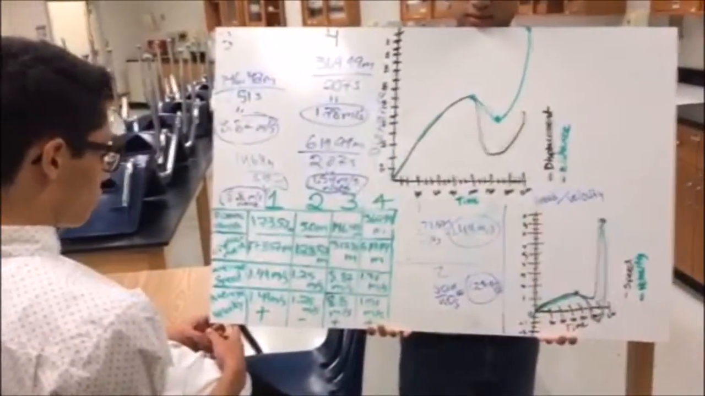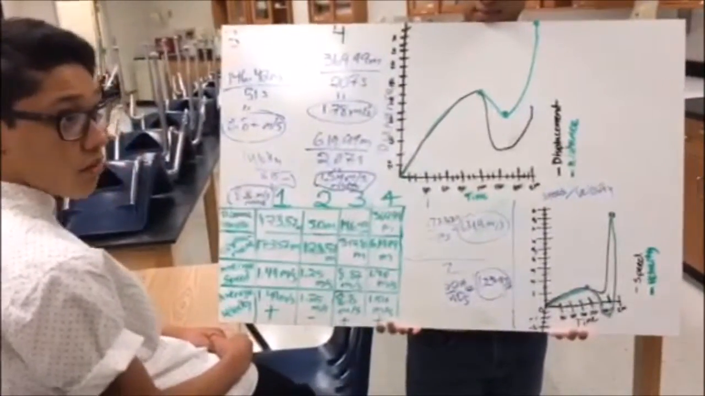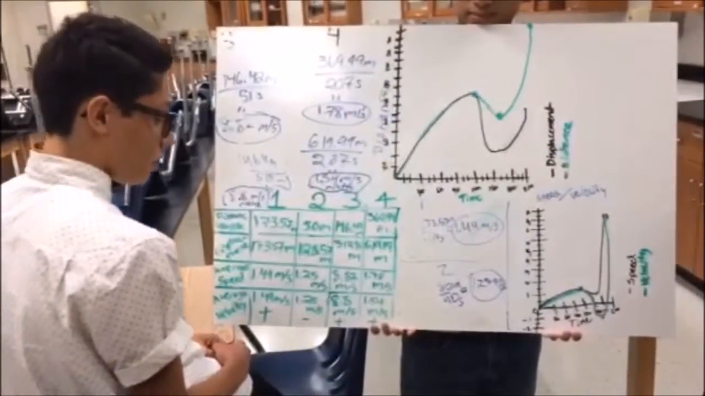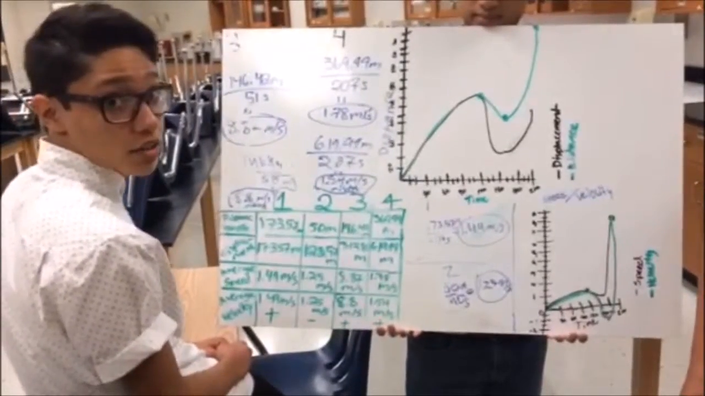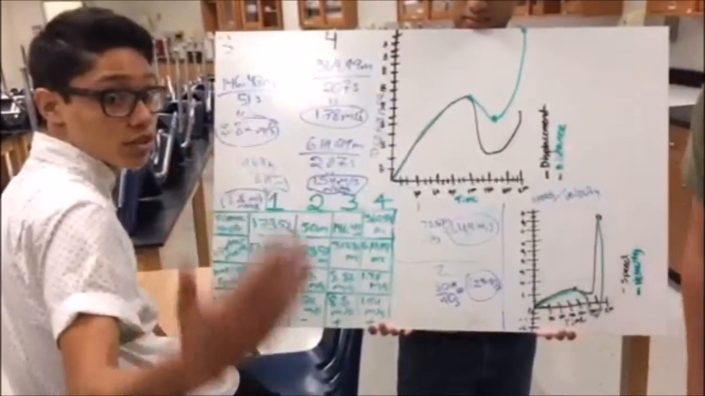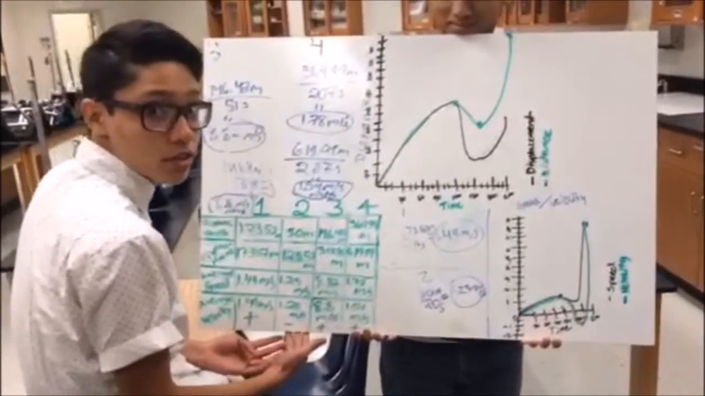The average speed is 1.49 meters per second. The average velocity is 1.49 meters per second, but it's positive because it moved away from the origin instead of back, which would make it negative, just as in our next example.